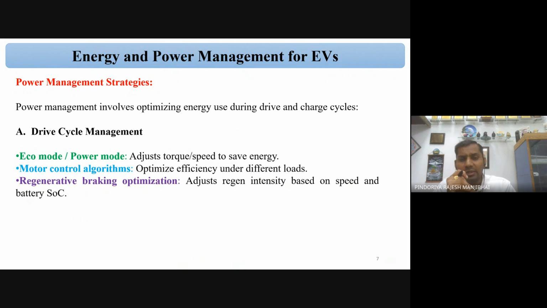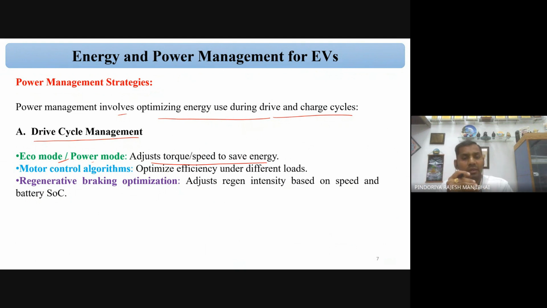Power management strategy. So how are we able to manage the power? Power management involves optimizing the energy used during the drive and charge cycle. First, there is drive cycle management. So we have to manage the drive cycle, how you drive the vehicle. There is an eco mode, otherwise the power mode, which adjusts the torque and speed to save energy.